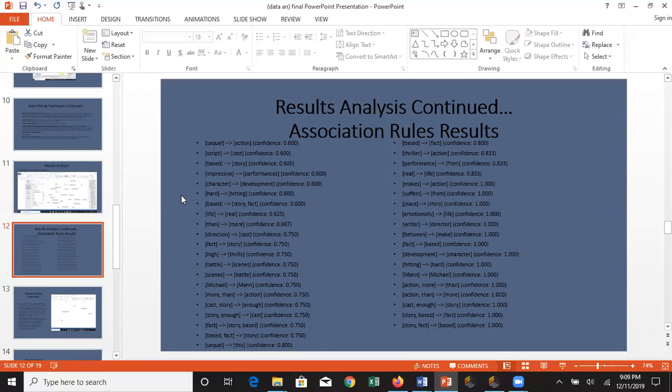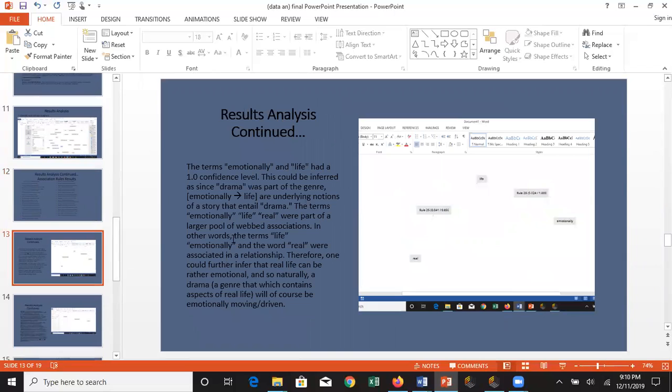And this is the association rules results. These are all the ones that are listed. The terms emotionally and life had a 1.0 confidence level. I inferred this since drama was associated as part of the genre. You have emotionally and then life, and all our underlying notions of the story that entail drama: when you see a drama, you're going to see life aspects, emotional.